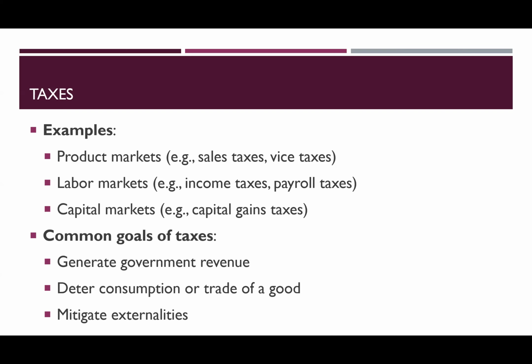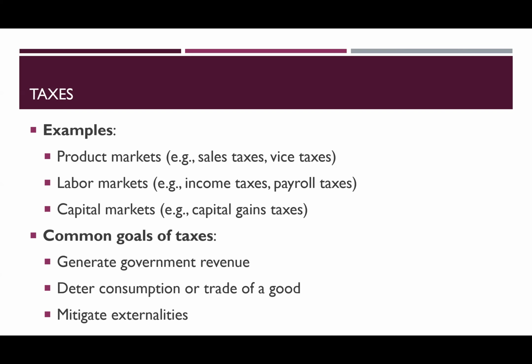And the common goal of these taxes is often primarily to generate government revenue. But it can sometimes also be to deter the consumption of a good or trade of a good. In the case of vice taxes, where the city or state that's imposing the tax wants people to smoke less, for example, they might tax cigarettes. In California, we have very high gasoline taxes, and that's to reduce the amount that people are driving by making gas more expensive. We might also see taxes imposed to mitigate externalities, in particular negative externalities.